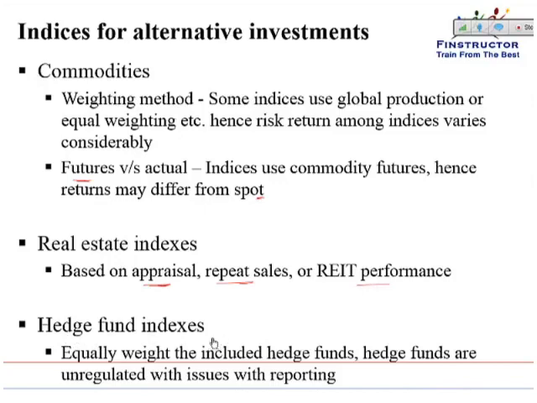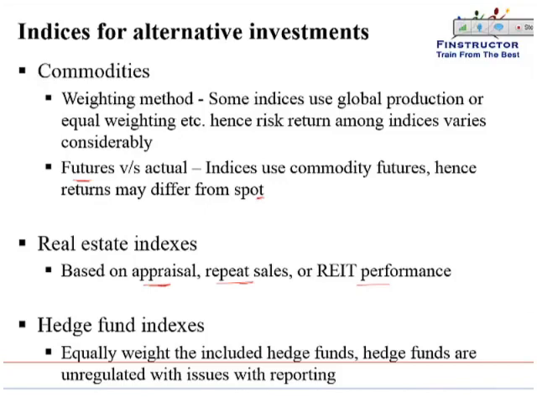Hedge fund indexes represent the performance of hedge funds on the whole. So normally an equally weighted methodology is used. So we basically just take an average of the returns of all hedge funds to give the return of the hedge fund index. Hedge funds are normally unregulated, hence data is again difficult to find, and reporting also has various biases that we'll study in other reviews.